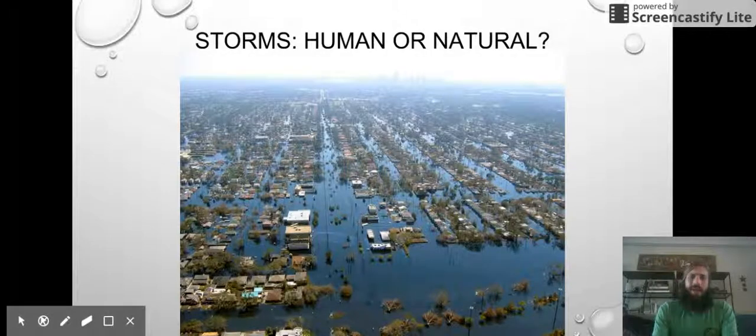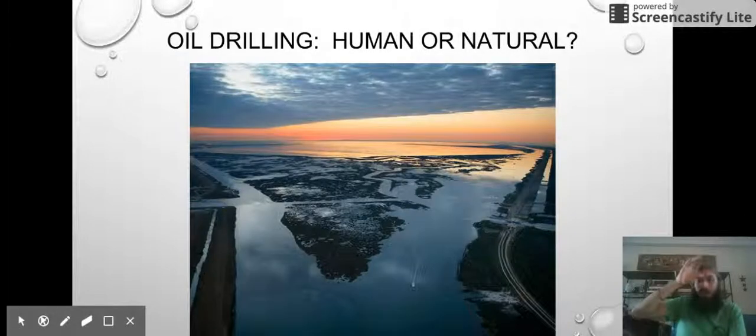Storms. Storms impact the land in a huge way. When Hurricane Katrina hit Louisiana and New Orleans, it rammed into the coast and actually changed the shape of the coastline of Louisiana. It changed the land in a big way. Now, are storms natural or human caused? Do they come from nature? Do they come from humans? Well, storms come from nature. That's a way that nature changes the land. People can do different things to try and lessen the impact and the damage of the storm, but the storm itself comes from nature.